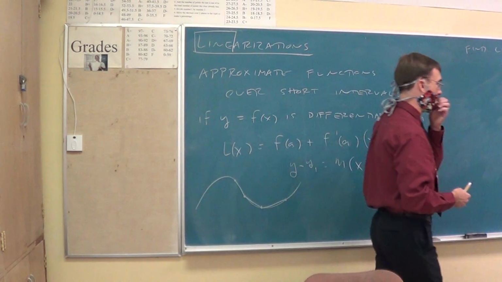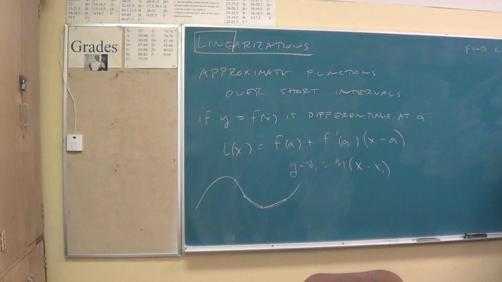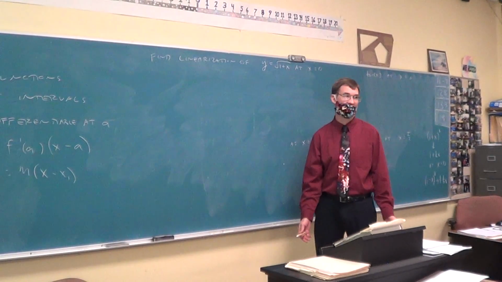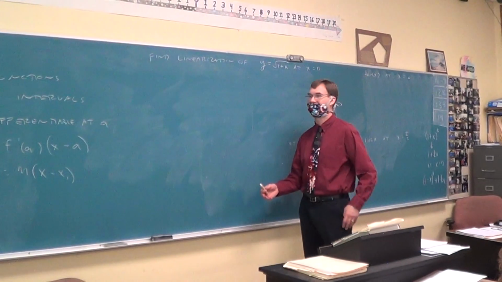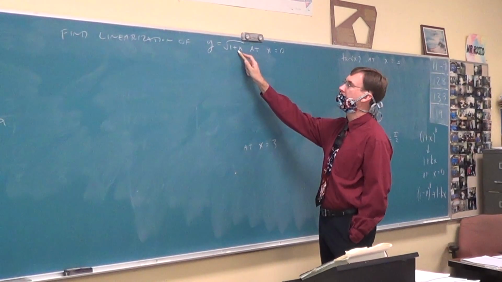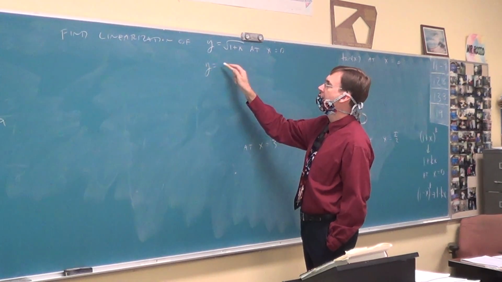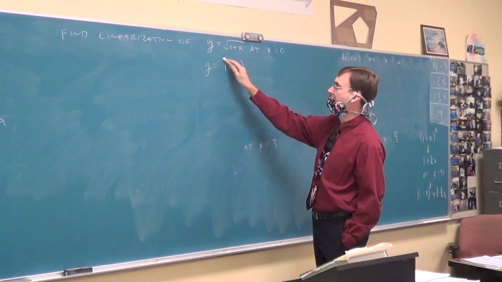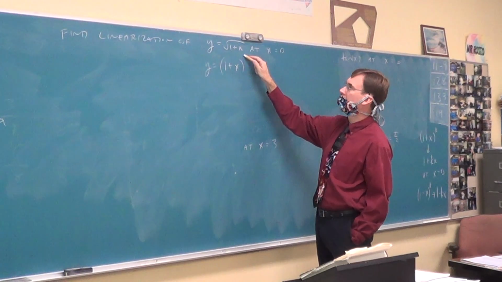So here's how you do this. The first thing you're going to want to do is do the derivative. We're in the derivative chapter, and I've said this a few times in this chapter: when in doubt, just do the derivative and get something accomplished. So if I ask you to do the linearization of this thing, I'd rewrite this as 1 plus x to the half.